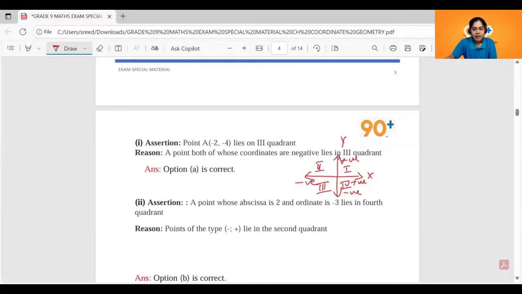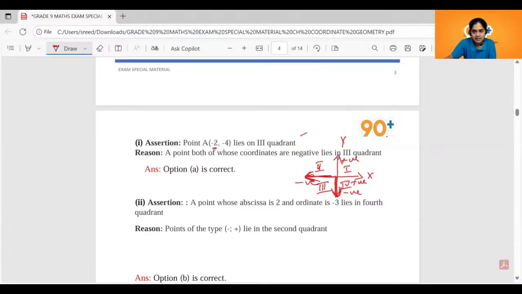So a point -2, -4. The x coordinate is -2, so it lies on the negative side of the x-axis, and the y coordinate is also negative, so it comes down to this part. And this is where x is. So which quadrant is that? We are focusing on this quadrant, right? Negative, negative. So what's that? It's the third quadrant, right?